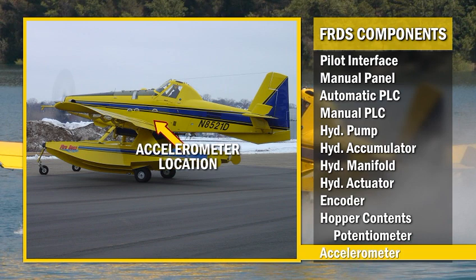Buried deep inside the fuselage near the aircraft's loaded center of gravity is the FRDS's accelerometer. This device measures the acceleration of the aircraft. The control computer uses the actual vertical acceleration of the aircraft when calculating the angle of the gate box doors required to maintain constant retardant flow rate.